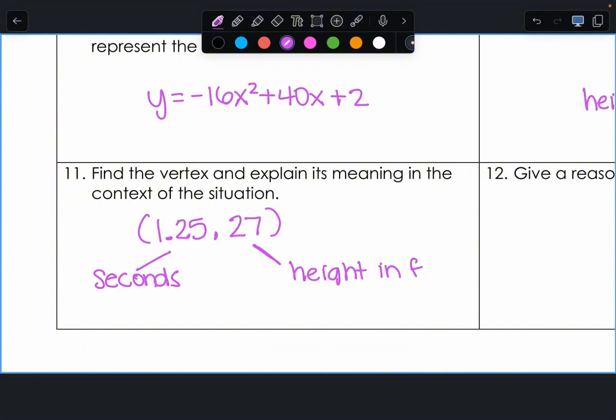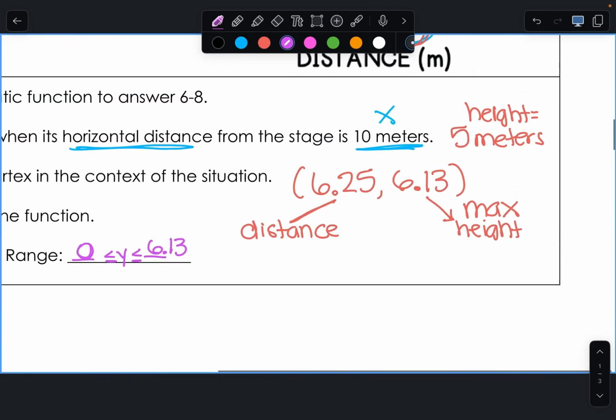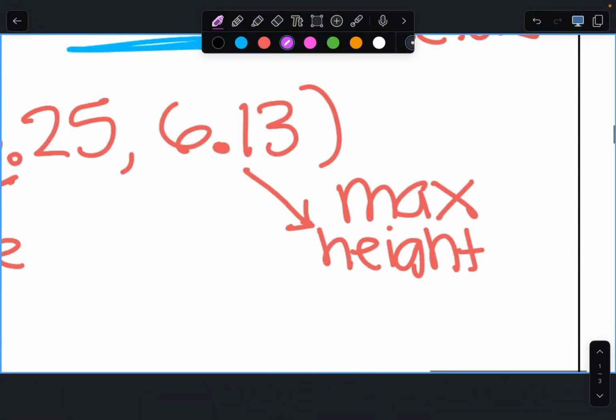But since we're talking about the vertex, push enter. Enter again. Since we're describing the vertex, this is a very specific type of height. What kind of height? Max height. This is a maximum height.